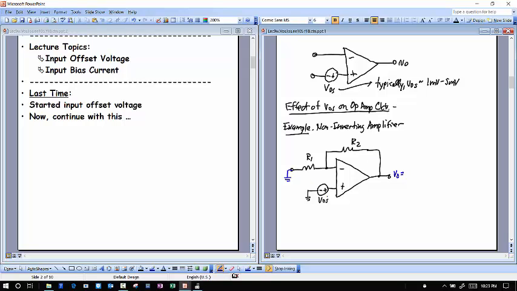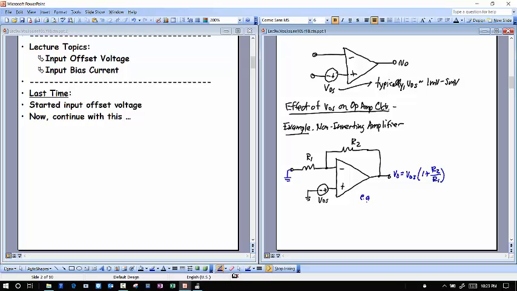So if you look at this, the offset voltage is basically going into the positive terminal. I've got R2 and R1 in feedback, but this now looks just like a non-inverting amplifier if I take the positive terminal as the input. So this means that my output voltage now becomes VOS times 1 plus R2 over R1, okay, which means it's not 0.